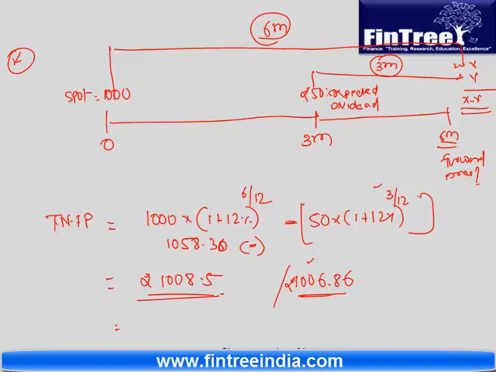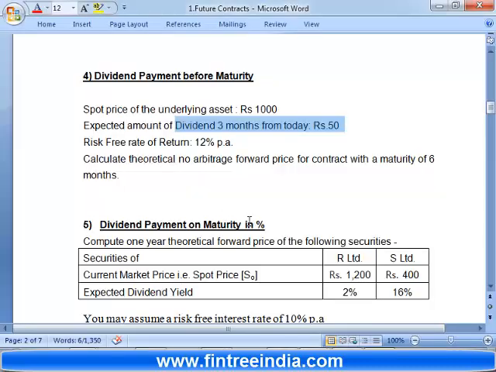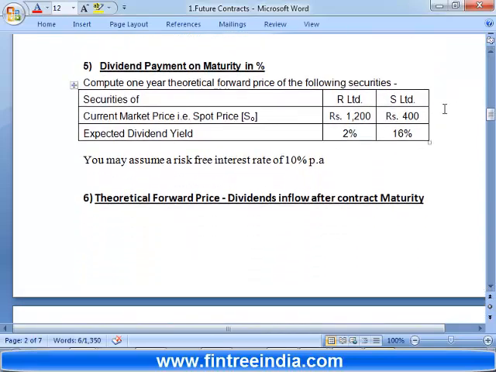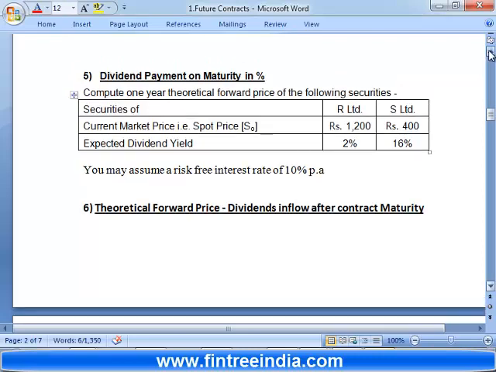1.12 under root twice multiplied with 50. 4.43. So 1058.30 minus 51.43. How much is this? 86. Are we clear? Next question. Approximately, yes.